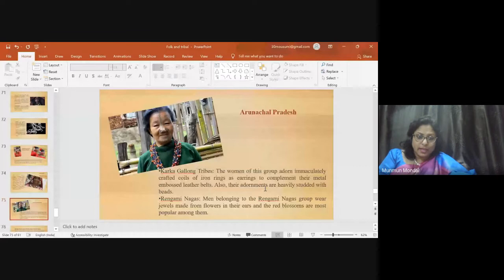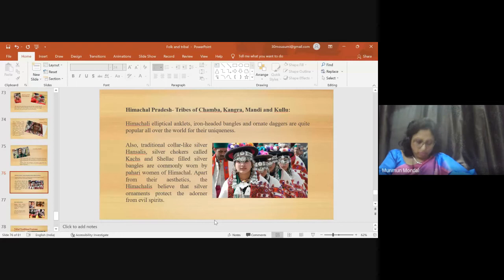In Rengami tribes, you can see the men belonging to these tribes wear jewels made of flowers, and red blossoms in their ears are most popular among them. So they are collecting from their in and out environment.